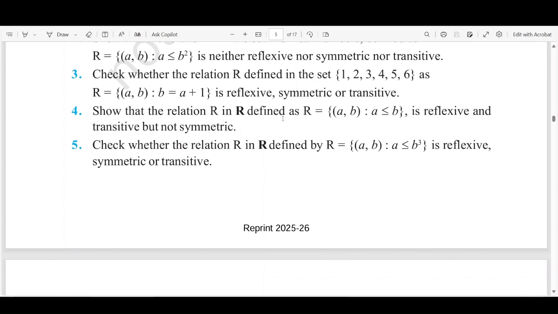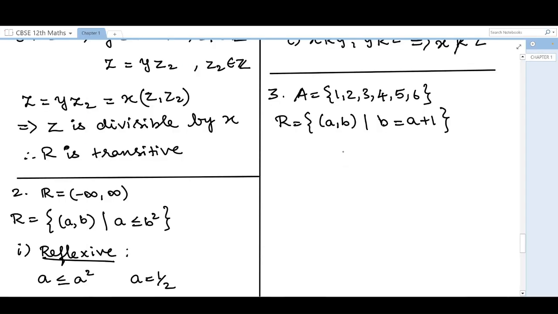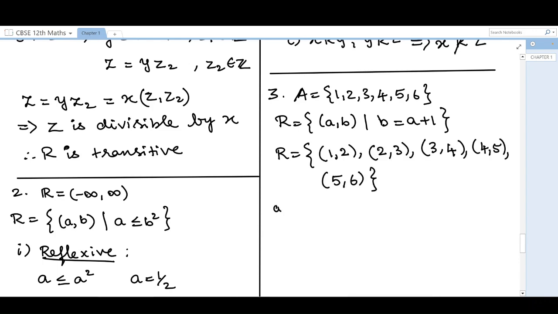Problem number 3: check whether the relation R defined in the set {1, 2, 3, 4, 5, 6} as R equal to the set of all ordered pairs (A, B) such that B equal to A plus 1 is reflexive, symmetric or transitive. So the set consists of natural numbers from 1 to 6 and the relation is such that the second element in the ordered pair is equal to A plus 1, that is the first element plus 1. So now let us identify the elements in the relation. Now let us verify all the three properties.